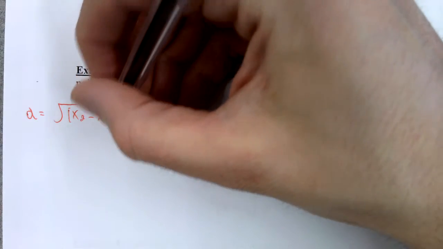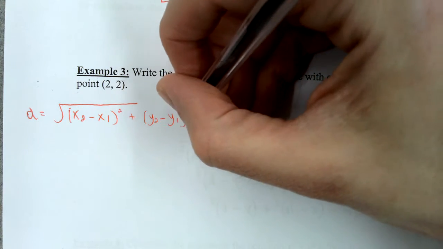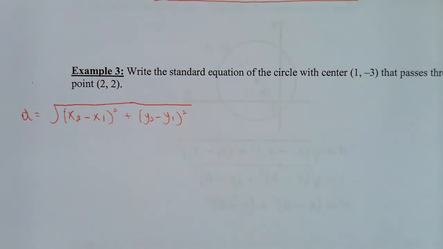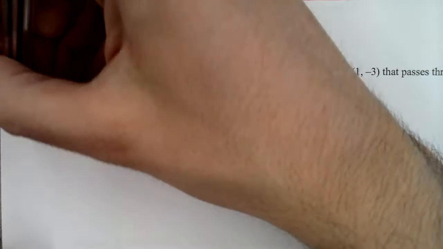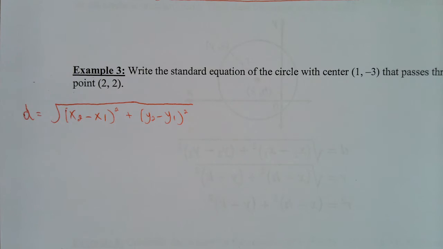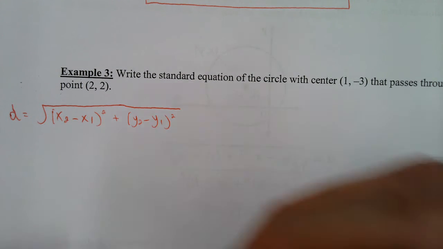x2 minus x1 squared plus y2 minus y1 squared. Okay? You have the center, so that part is easy, but you need to find the radius. To find the radius, use the distance formula. Now, instead of writing d for distance, I'm just going to use r for radius.